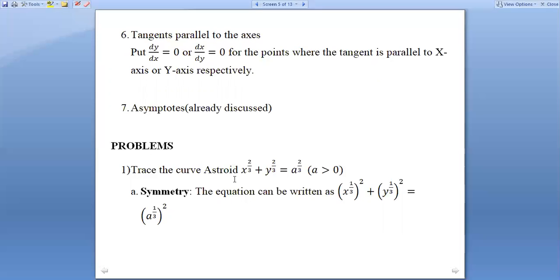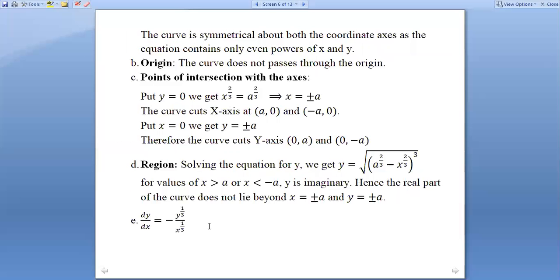Trace the curve asteroid, because this is a very familiar curve and we have already done many problems based on asteroid. So this is the first problem I'm teaching you, how to trace the curve asteroid. So the equation can be written in this form. It is x power 1 by 3 whole square plus y power 1 by 3 whole square is equal to a power 1 by 3 the whole square.